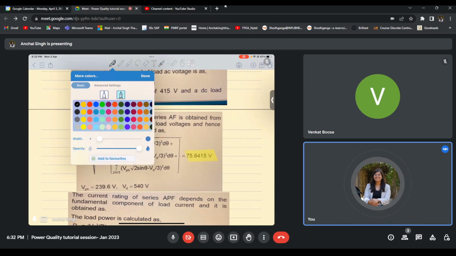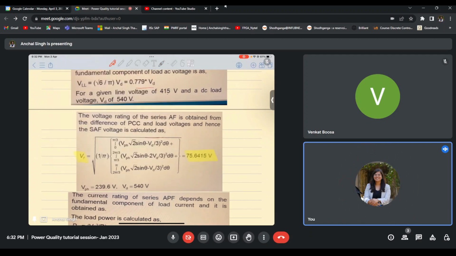So in the KVL, we know that there is our source voltage, then there is some filter voltage, VF, and then there is some load voltage, right? Here is the load voltage, this is the supply voltage. So we know that when I want to find VF, VF is equal to Vs minus VL, right?